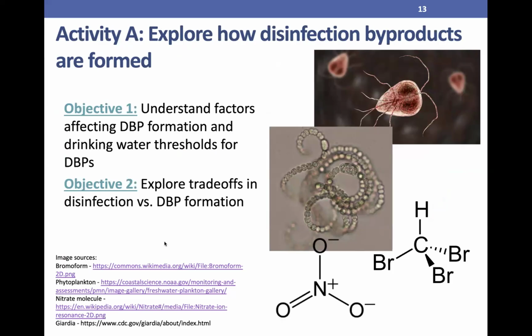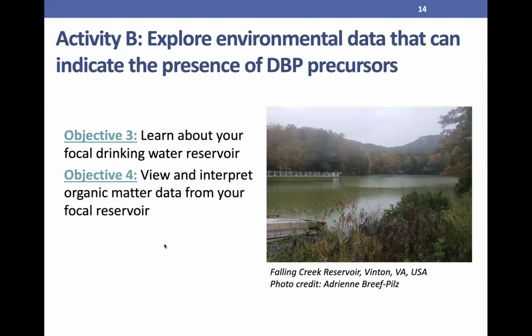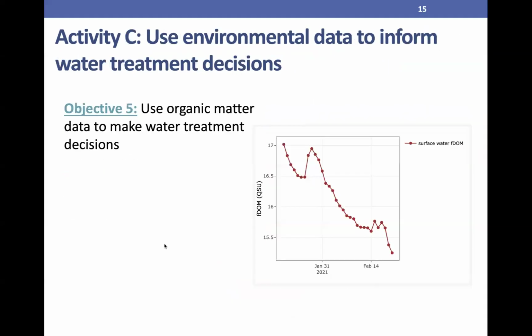I will now give a brief overview of the module activities. In Activity A, you will complete 2 objectives. First, you will learn about factors affecting DBP formation and drinking water thresholds for DBPs. Second, you will explore trade-offs in disinfection versus DBP formation. In Activity B, you will learn more about the focal drinking water reservoir that you select to work with during the module. Then you will view and interpret organic matter data from your focal reservoir. In Activity C, you will complete a scenario which asks you to make water treatment decisions using organic matter data.